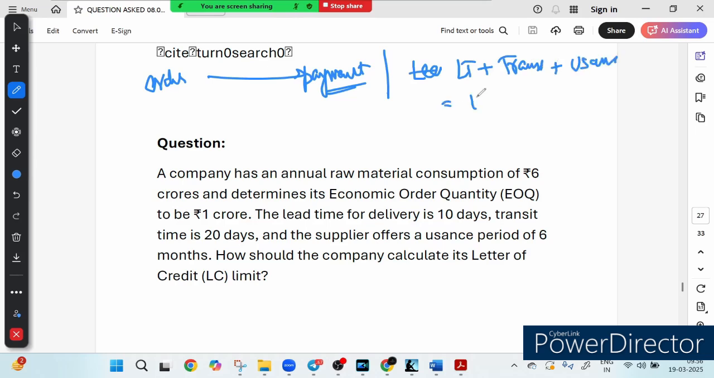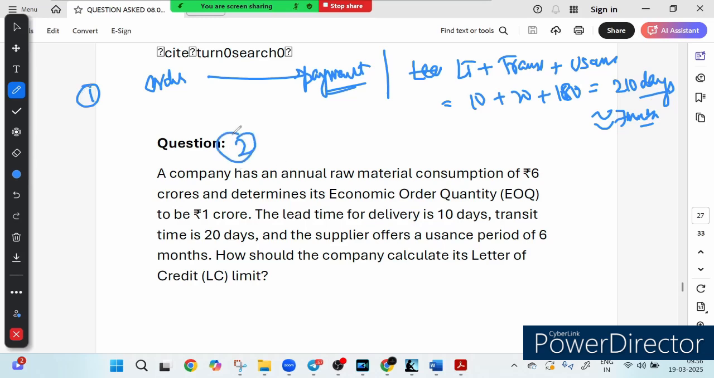10 plus 20 plus 6 months, or plus 180, which is how much? 210 days. So this 210 days is approximately 7 months. So basically this means LC remain outstanding for 210 days. This is step number 1. You have to find how much time LC remain outstanding.